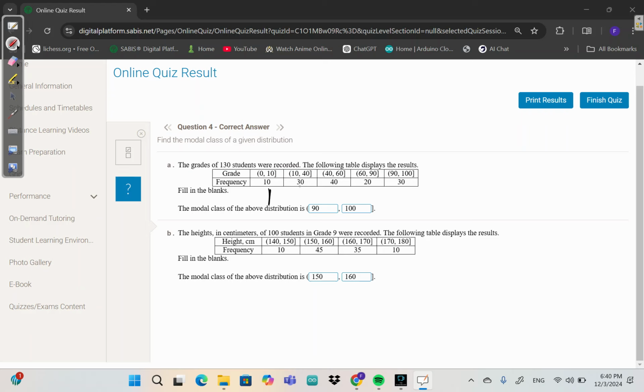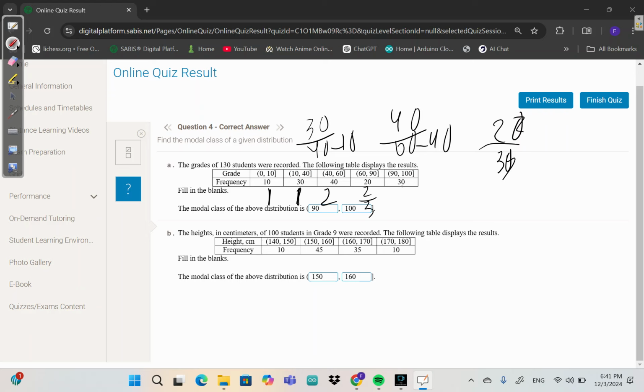Do the same thing here. 30 over 40 minus 10, which is 30 over 30, which is also 1. Same thing here. 40 over 60 minus 40. So it's 40 over 20, which is 2. Same thing here. 20 over 90 minus 60, which is 20 over 30, which is 2 over 3. And same thing for the last one. It's 30 over 100 minus 90, which is 10, which is 3.